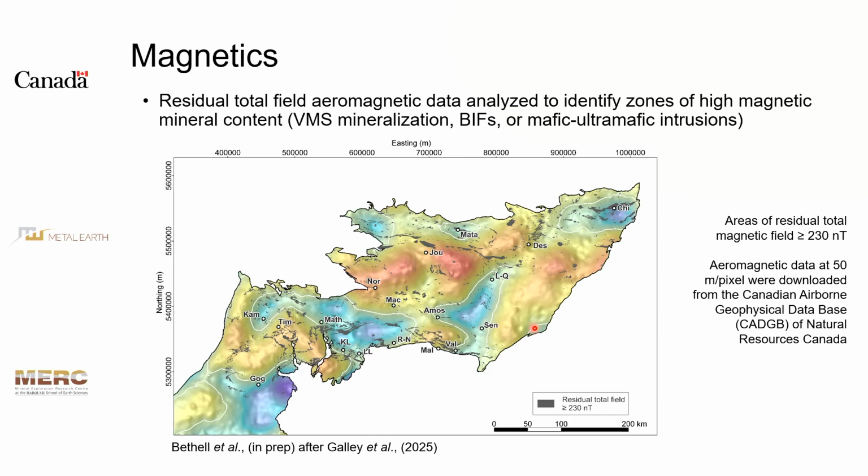We also looked at some geophysical data. So I took the residual total field aeromagnetic data and tried to identify zones of high magnetic mineral content, which would be correlated with VMS mineralization, banded iron formations, or mafic to ultramafic intrusions. I did that by pulling out values within that data set that were above a certain threshold, so I used 230 nanoteslas. Again, we see horizons within the magnetic data that correspond to all of the anomalies we've seen in the other data.